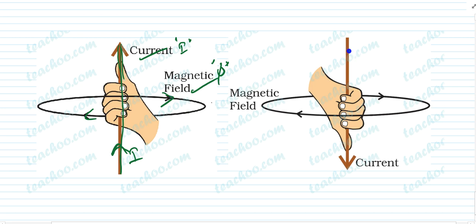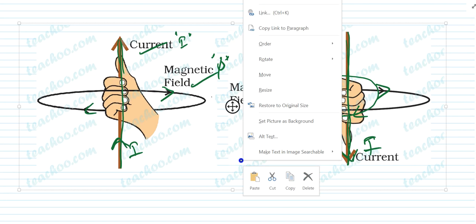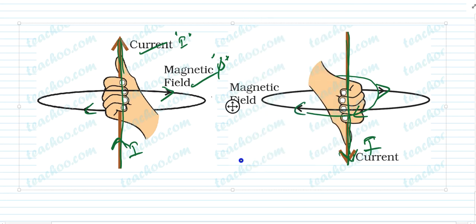Similarly, suppose the current I is going in the downward direction, then the remaining fingers show this direction. So this is how the direction is shown. Now I just want to see the top view of both scenarios. So what is the top view? If I see from this point, that is called the top view.